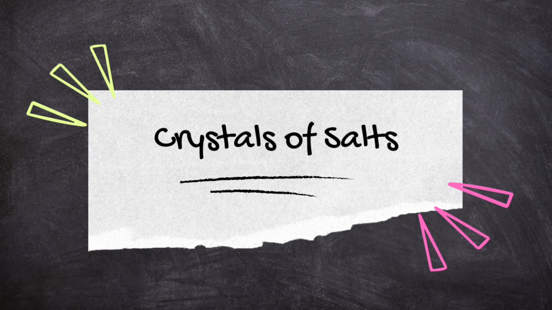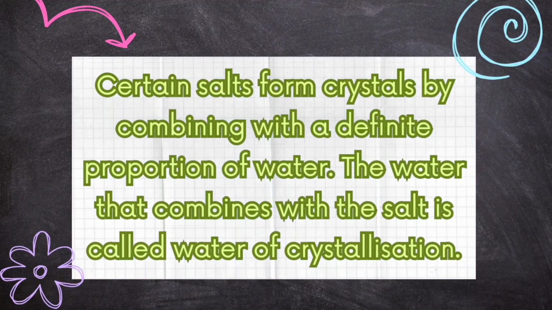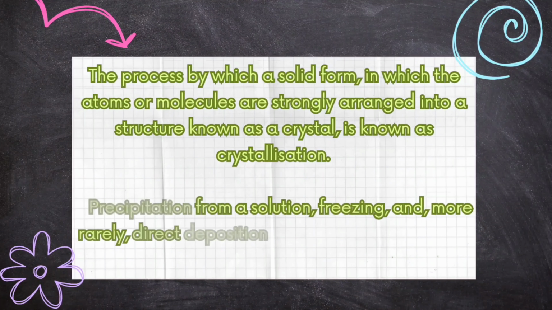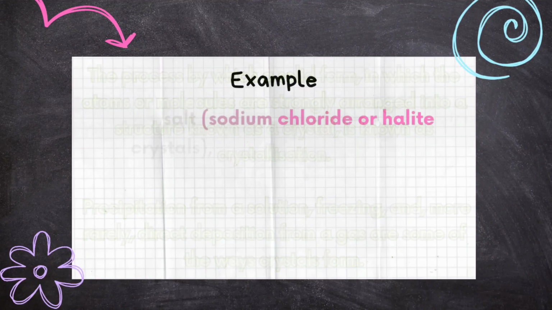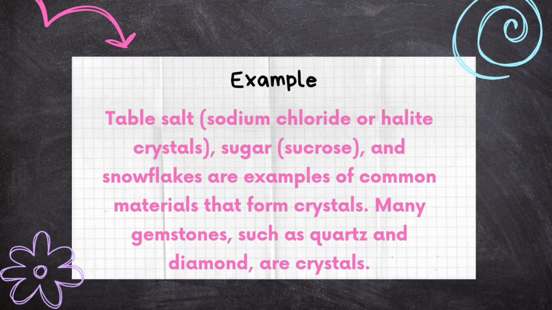Crystals of salts. Certain salts form crystals by combining with a definite proportion of water. The water that combines with the salt is called water of crystallization. The process by which a solid forms, in which the atoms or molecules are strongly arranged into a structure known as a crystal, is known as crystallization. Precipitation from a solution, freezing, and, more rarely, direct deposition from a gas are some of the ways crystals form. Examples: table salt, sodium chloride or halite crystals, sugar, sucrose, and snowflakes are examples of common materials that form crystals. Many gemstones, such as quartz and diamond, are crystals.